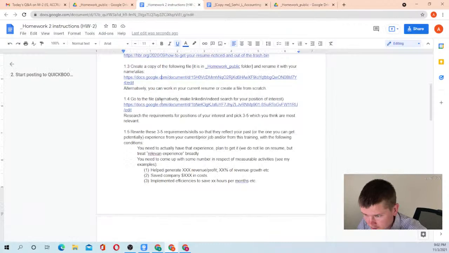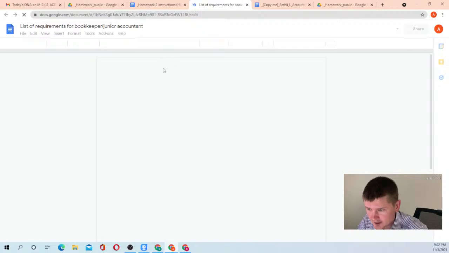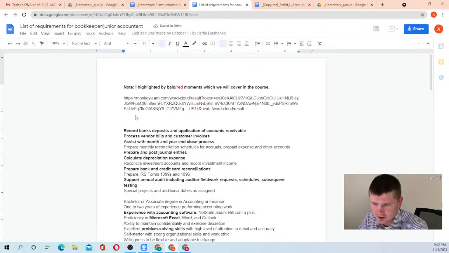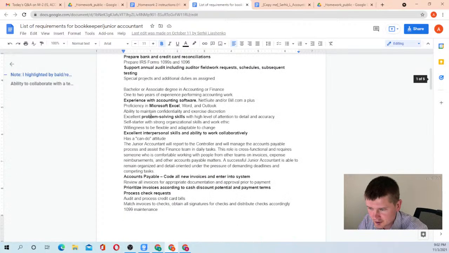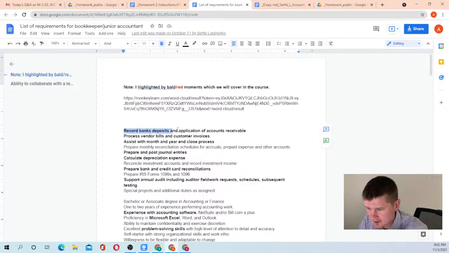Let's see, homework 2. Okay, here's the list of requirements. So I copied the list of requirements for accounting positions. And our task is to come up with a creative way to mention that we actually have that experience without actually doing that kind of a job. And to do so, we will practice that kind of experience in the course or in some other conditions.